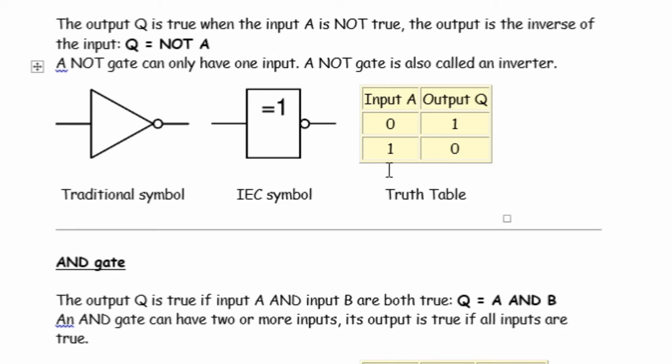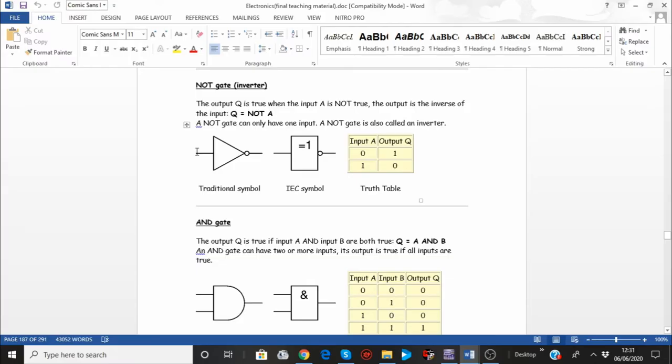The truth table indicates whether you have a 1 or 0 on the output depending on the states of the input. So for instance, this is a NOT gate, and this is your traditional symbol, this is the IEC symbol, and if you give a 0 to this NOT gate, it's basically just an inverter. It just inverts whatever you give it. If you give it 1, it turns it to 0. If you give it 0, it turns it to 1. So you have only two options for the one input. This is one of the rare gates that only has one input. Most gates have at least two inputs or more. So this is a NOT gate or inverter.